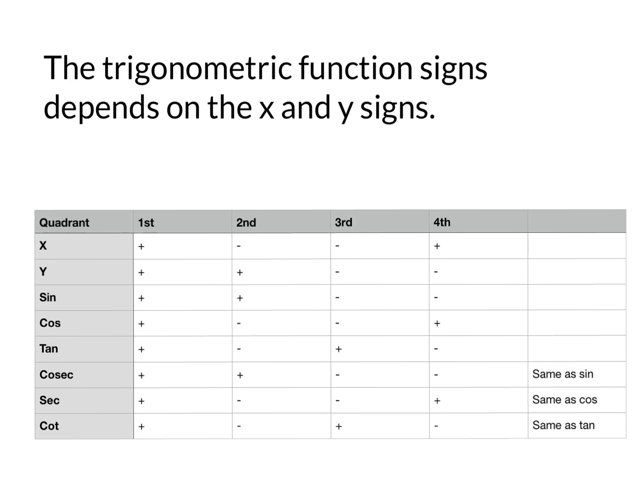Cos matches the x value. So the x value in the first quadrant is positive, in the second it's negative. And cos matches those, and in the third negative, and in the fourth it's positive.